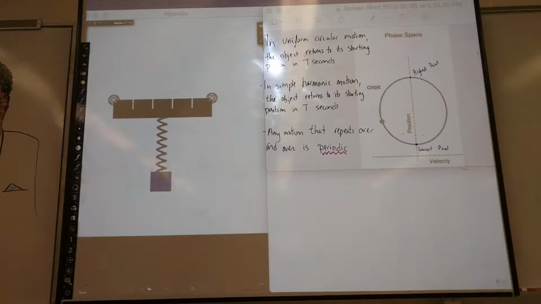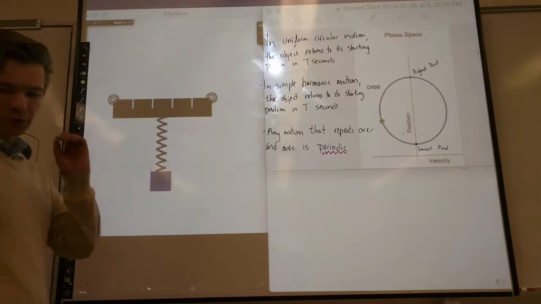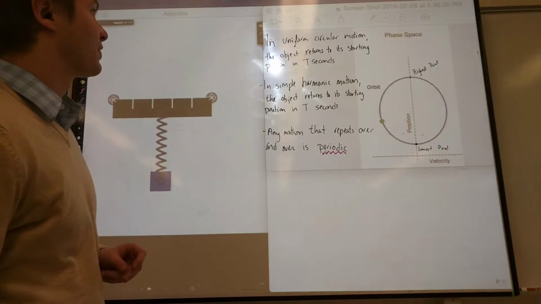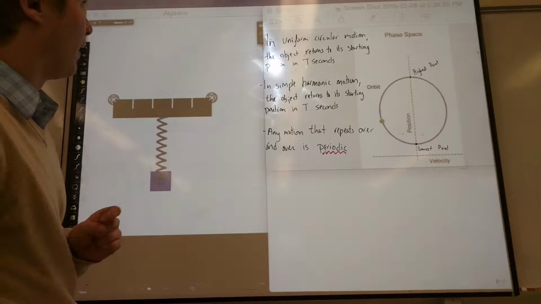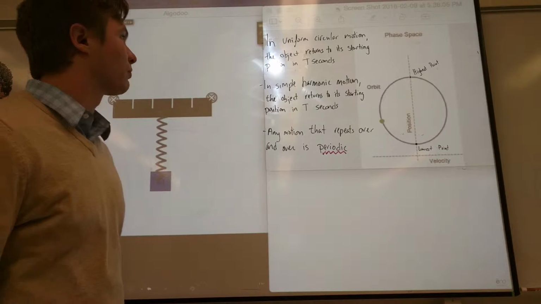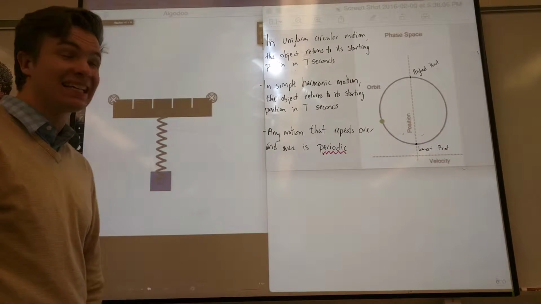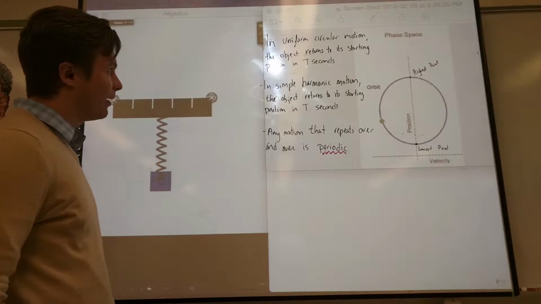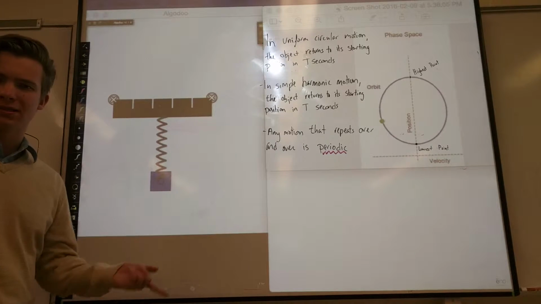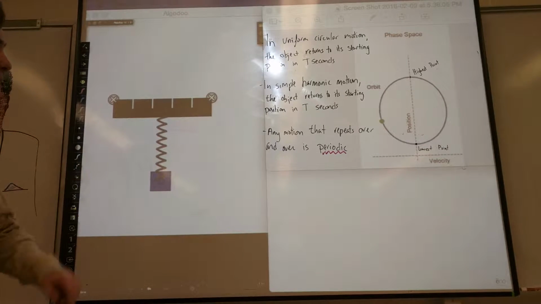I want to continue to try and convince you guys that simple harmonic motion is really simplified circular motion. So in circular motion, an object returns to its starting point in T seconds, where T is the period. In simple harmonic motion, that's the same. You're going to return to your starting point in T seconds.